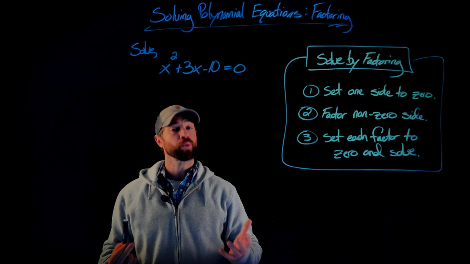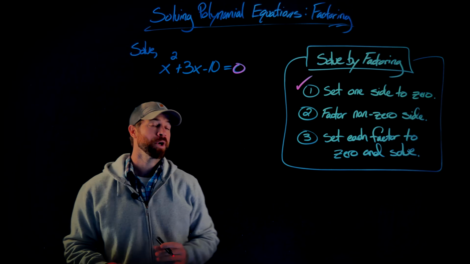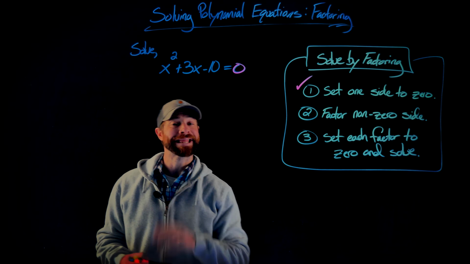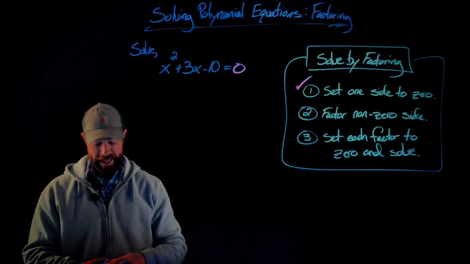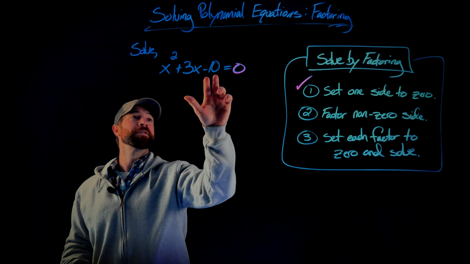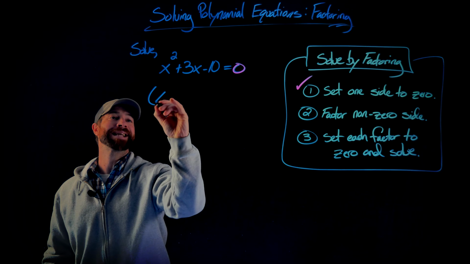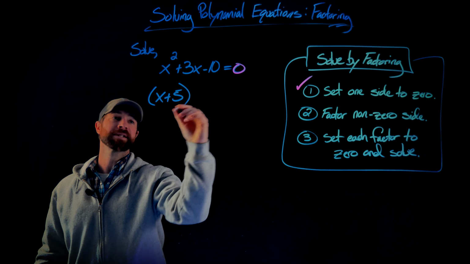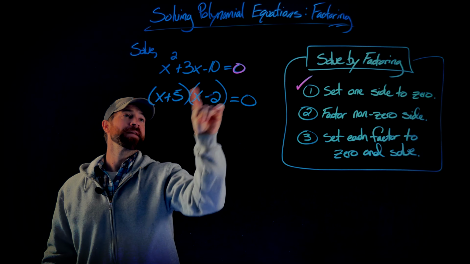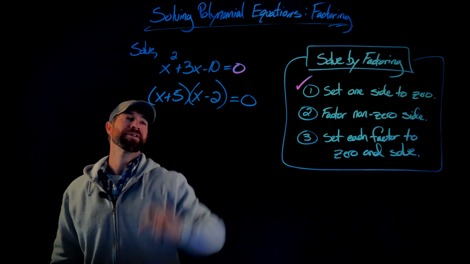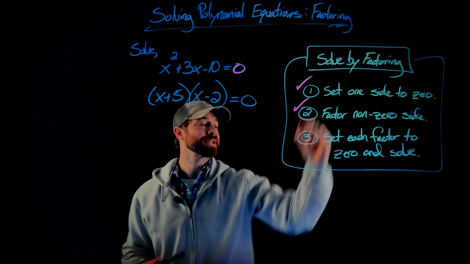For our first example, let's set up to work nicely. We have one side set equal to 0 right here. Now we need to factor the non-zero side. This is an important technique. You need to know how to factor quadratics of this type. As a quick reminder, to factor this, I'm looking for two numbers that multiply to be -10 and add to be +3. In this case, that's an x plus 5 and an x minus 2. +5 and -2 multiply to be -10, and they add together to be +3. So I have factored the non-zero side.